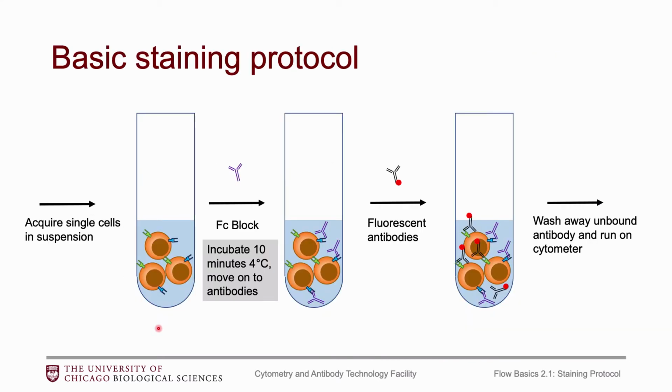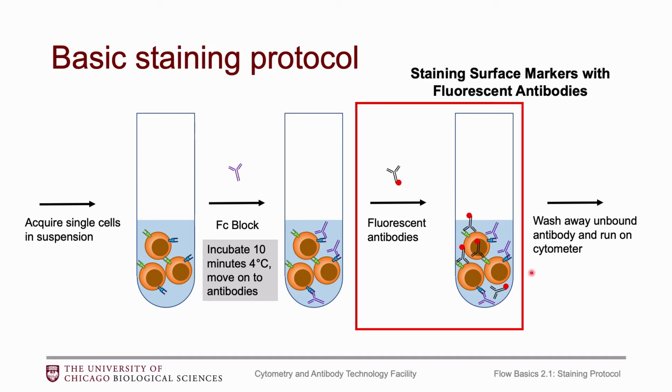So once you've added your Fc block, incubate that for about 10 minutes in the fridge, and then you can move directly on to your antibodies. And again, I would check the manufacturer protocol for what they recommend, but this protocol tends to work well.